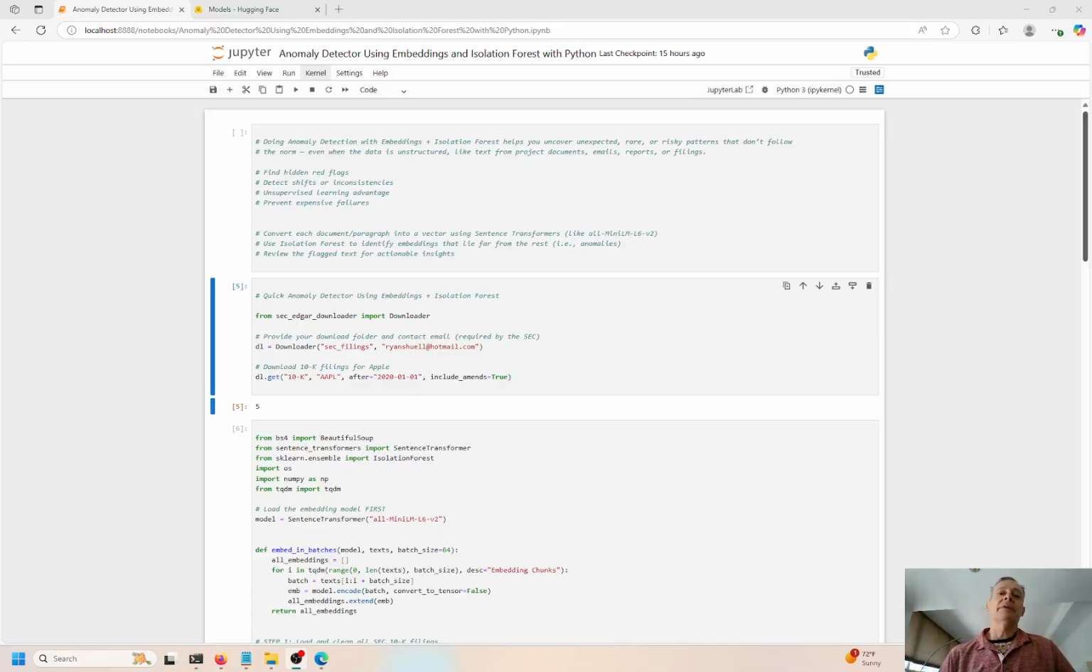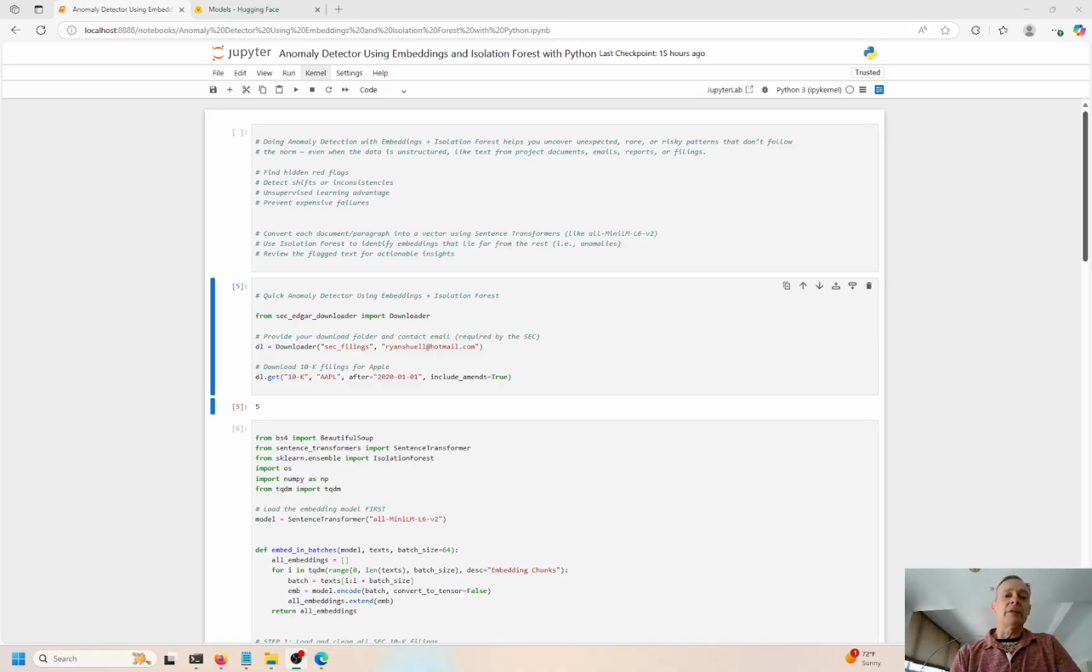So today I want to show you this project I just worked on. This is for anomaly detection using embeddings and isolation forests. And we're going to use Python and the Jupyter Notebook, of course. I'll share all this code with you guys, just like I do with all the other things that I do.